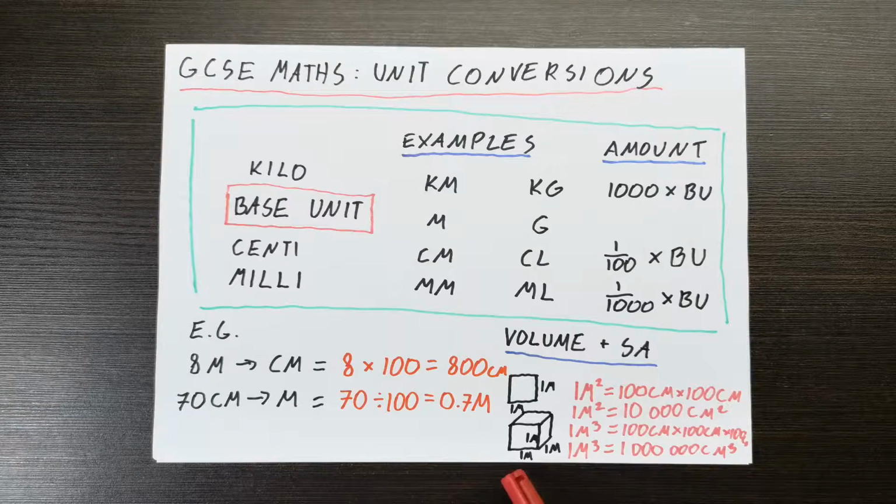So we will do 100 centimeters times 100 centimeters times 100 centimeters. And then that will give us, if you put that in a calculator, 1 meter cubed is equal to 1 million centimeters cubed. So that's how we converted our volume. And by the same concept, that's how we converted our surface area.